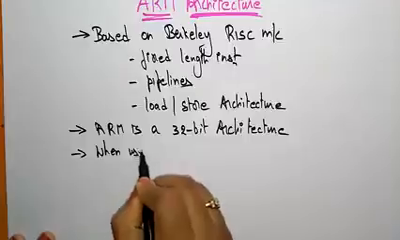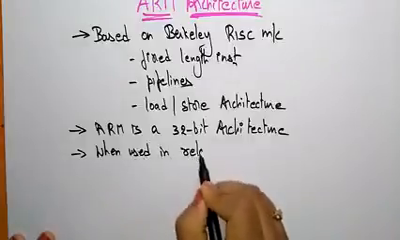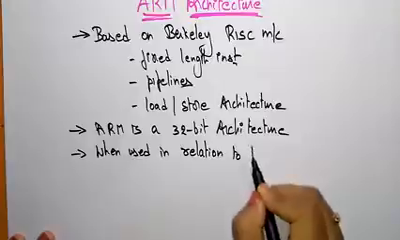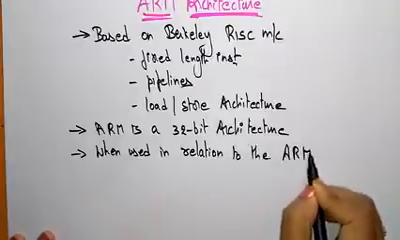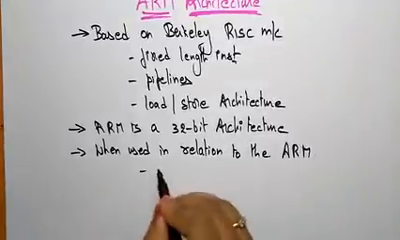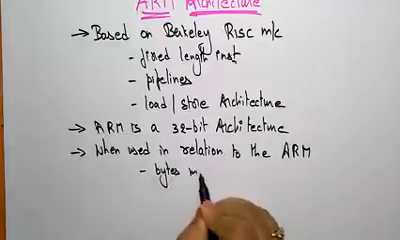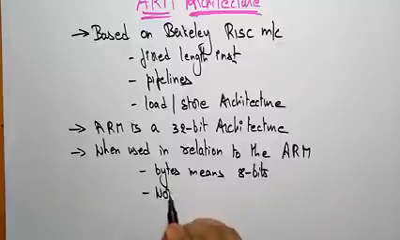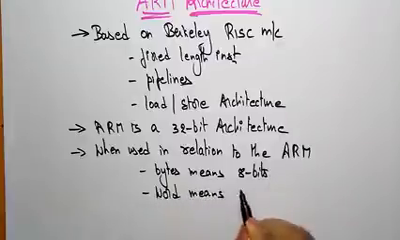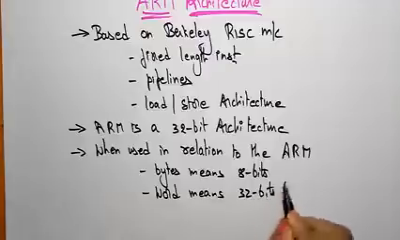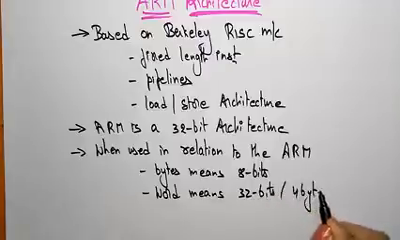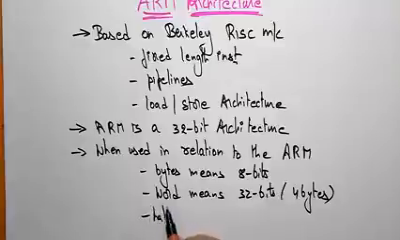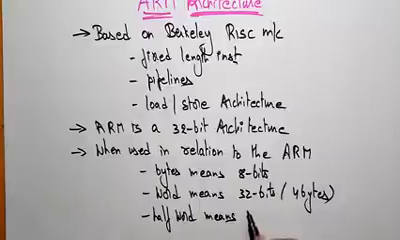When used in relation to the ARM, we know that a byte means 8 bits, a word means 32 bits, and 32 bits is nothing but 4 bytes. And a half word means 16 bits, which is 2 bytes.